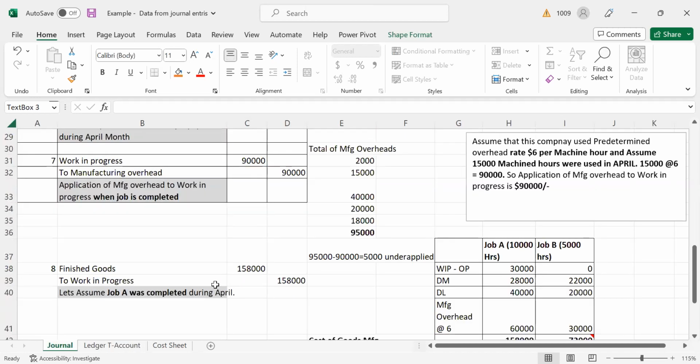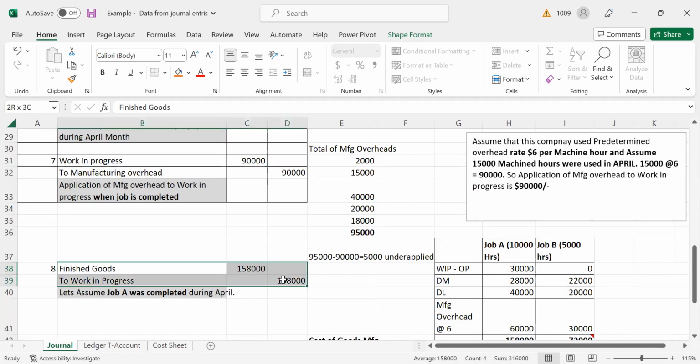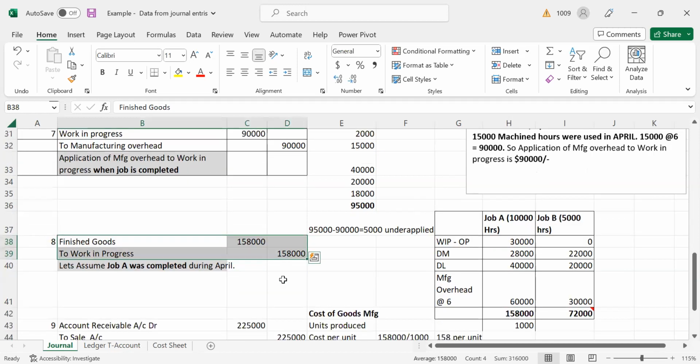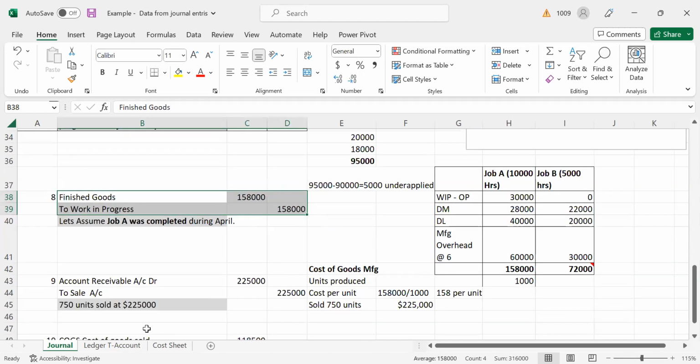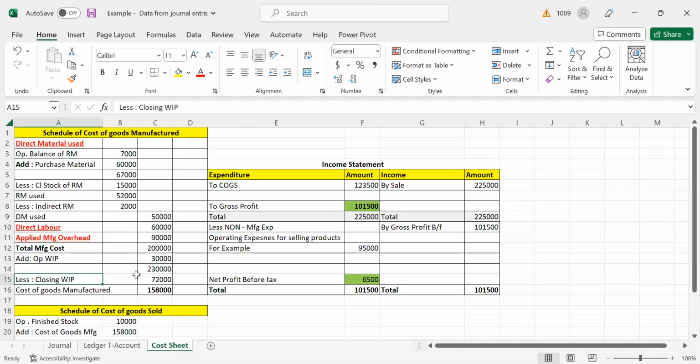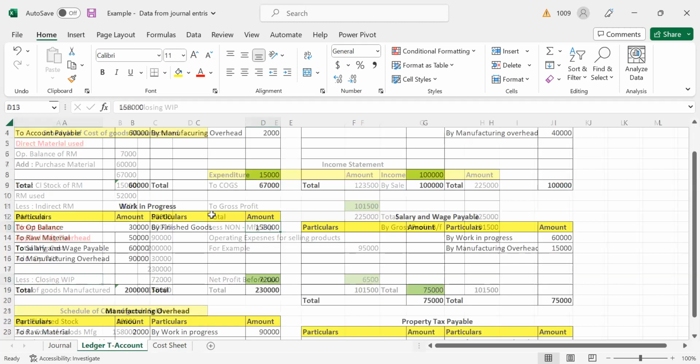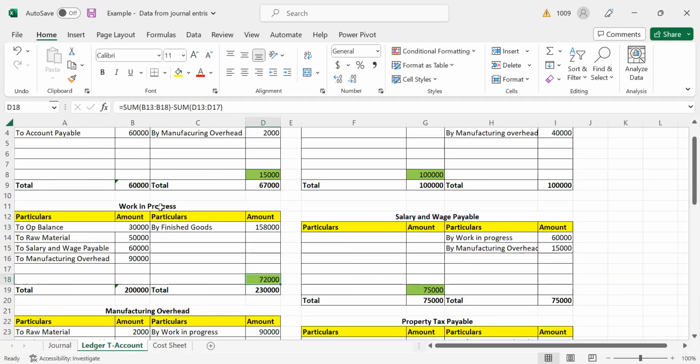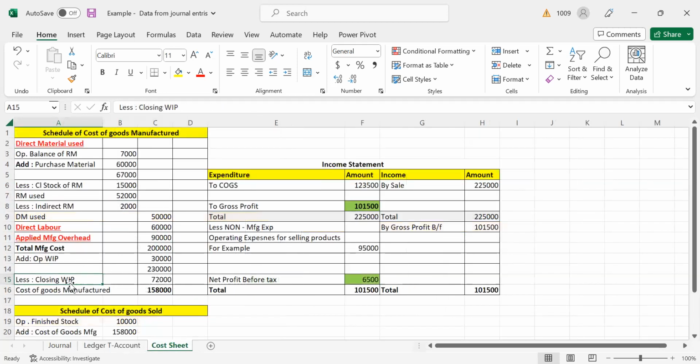158,000 is the finished goods that we know. So the finished goods that we have here, how we have calculated this much, 158,000, is the finished goods that we have calculated here. Okay, so now look at this. So finished goods that we calculated, and after that we have the closing balance of work in progress. Here the closing balance of work in progress is 72,000.